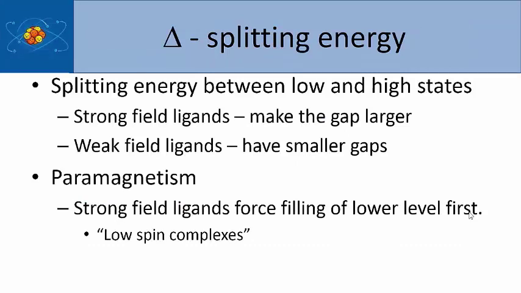We measure this by measuring the paramagnetism of the complex ion. And if you remember, paramagnetism has to do with unpaired electrons. If it's paramagnetic, it has unpaired electrons and it has a magnetic moment. The larger the magnetic moment, the more likely it's a high spin complex. And the strong field ligands, which cause the electrons to drop to the lower energy level, are more likely to produce less magnetism or low spin complexes.